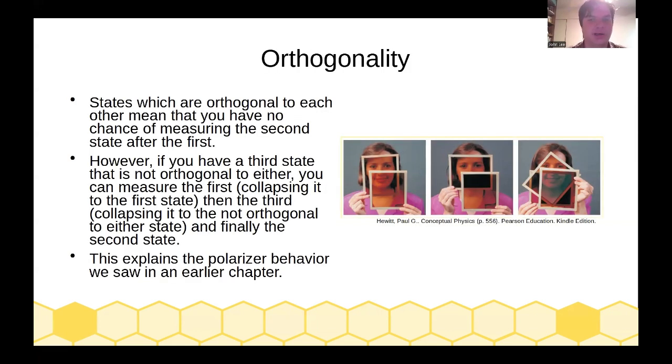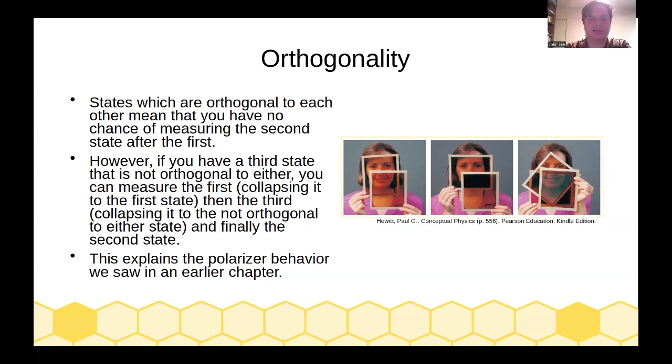States which are orthogonal to each other mean that you have no chance of measuring the second state after the first. However, if you have a third state that is not orthogonal to either, you can measure the first, collapsing it to the first state, then the third, collapsing it to the state not orthogonal to either, and finally the second state. This explains the polarizer behavior we saw in an earlier chapter.